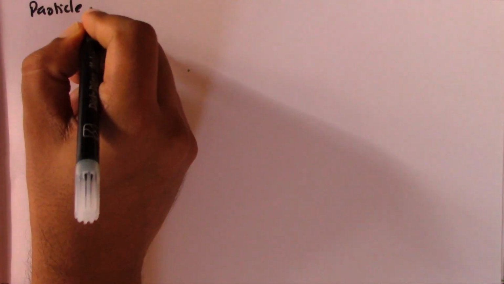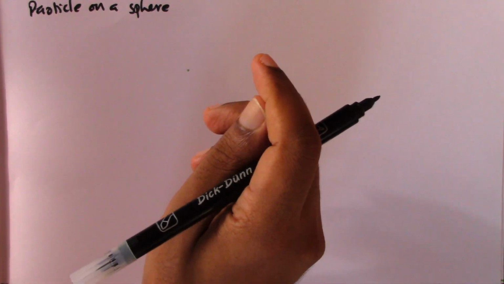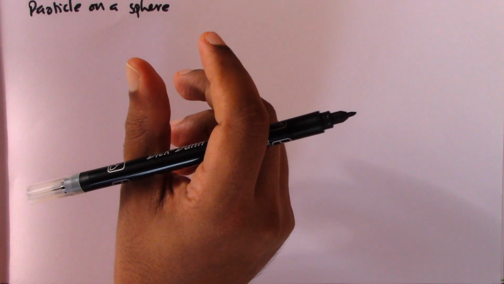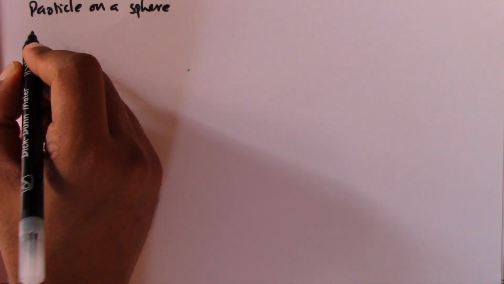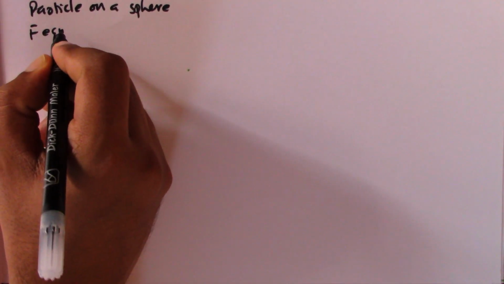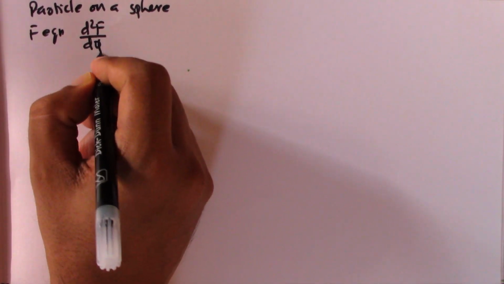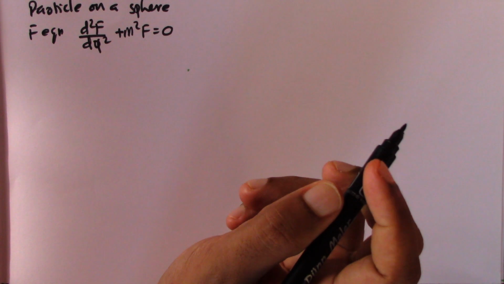So today we will look at the remaining part of the particle on a sphere. In the last class we were looking at the two equations obtained by the method of separation of variables. One of the equations was the F equation. You may be remembering the F equation, that is d square F divided by d phi square plus m square F is equal to 0. This was the F equation.